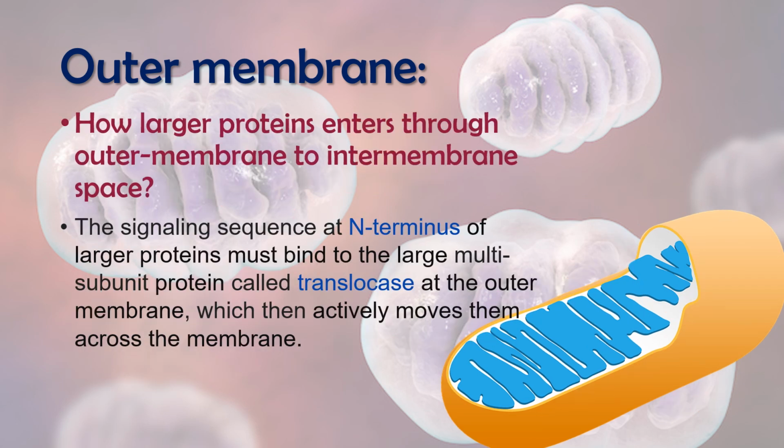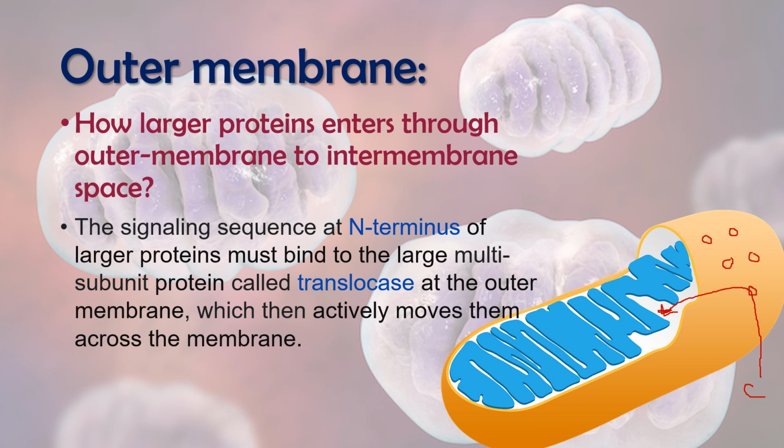So we had just discussed the outer membrane of mitochondria having multiple porins, or VDAC. These VDAC allow small molecules and ions to pass from the cytosol to the intermembrane space.